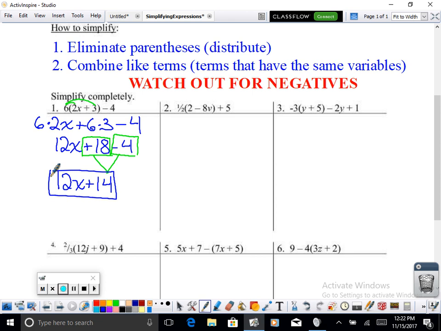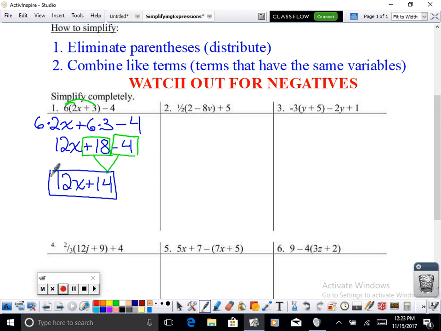Now the question is always, how do we know we're finished? Well, you know you're finished when there's no parentheses and there's no more like terms that you can combine. Okay? The only 2 terms I have left are 12x and 14. I've got one constant term and one variable term. I can't put those together. So I'm stuck with 12x plus 14. Okay? Let's take a look at number 2.